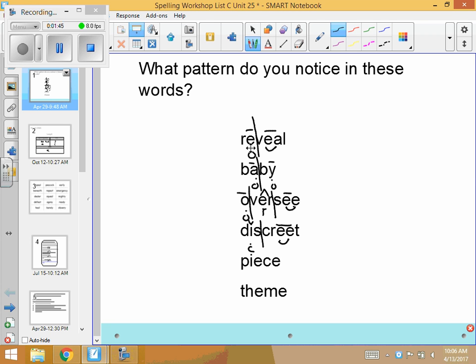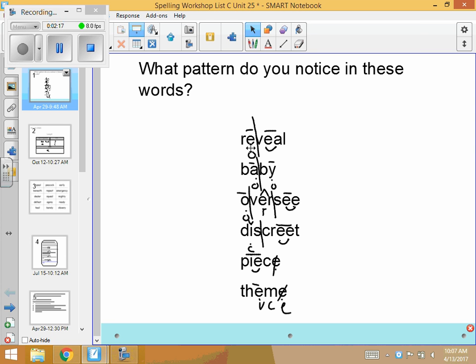Down here we have I-E. So this is a vowel pair for long E, and the E is silent. So, peace. And then lastly we have E-E, which becomes a VCE pattern. Again, silent E. So it is theme.